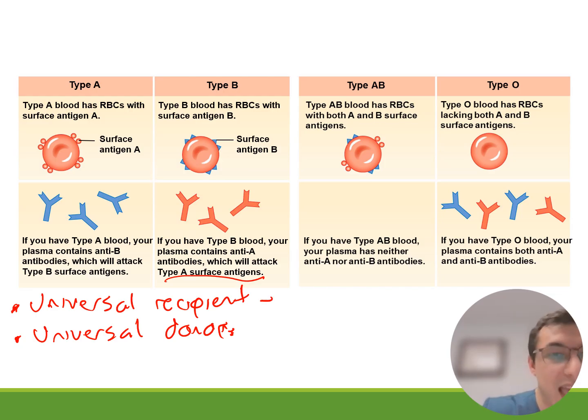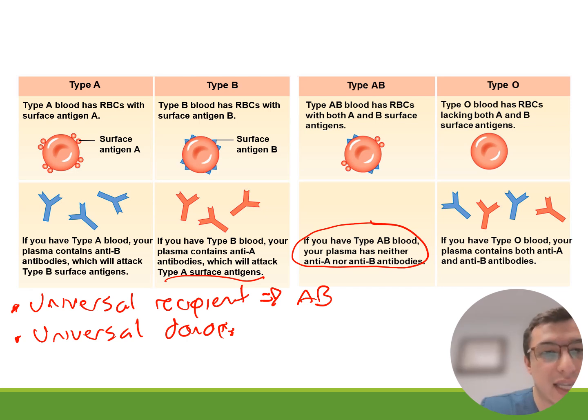That's correct. That would be AB. So AB, because he doesn't have any type of antibodies, you could give him A or B or O, because he won't have any antigens against it. When you are transfusing from one patient to another, you are just transfusing the red blood cells. You are not transfusing the antigens.